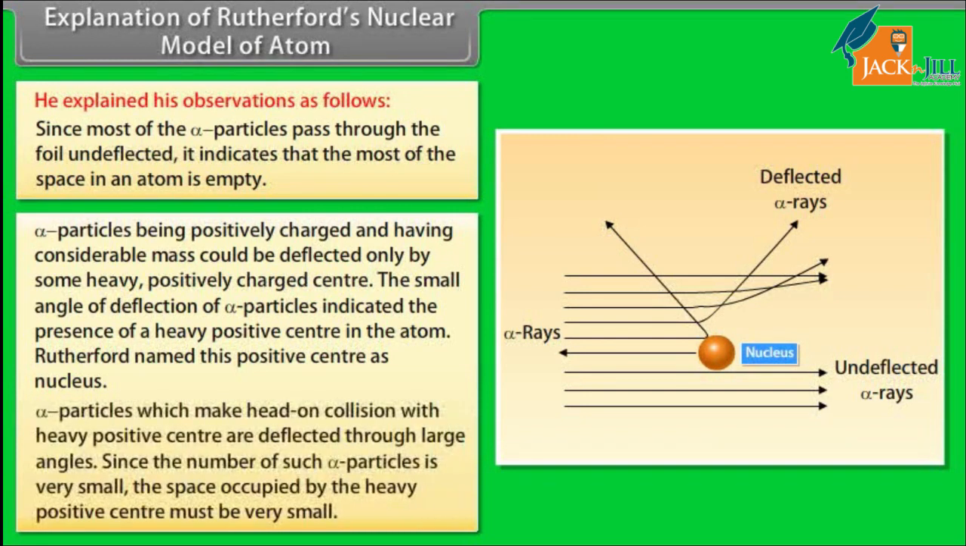Number 3. Alpha particles which make head-on collision with the heavy positive center are deflected through large angles. Since the number of such alpha particles is very small, the space occupied by the heavy positive center must be very small.